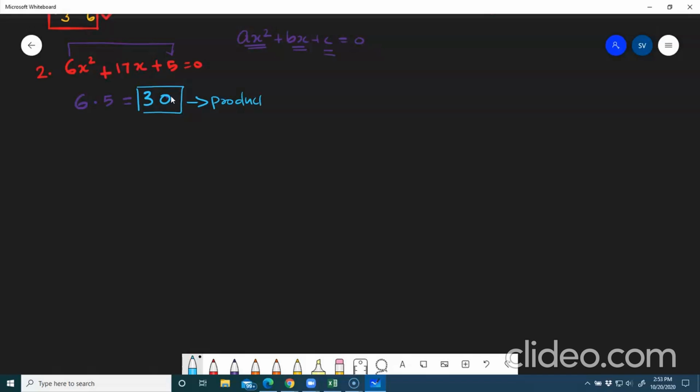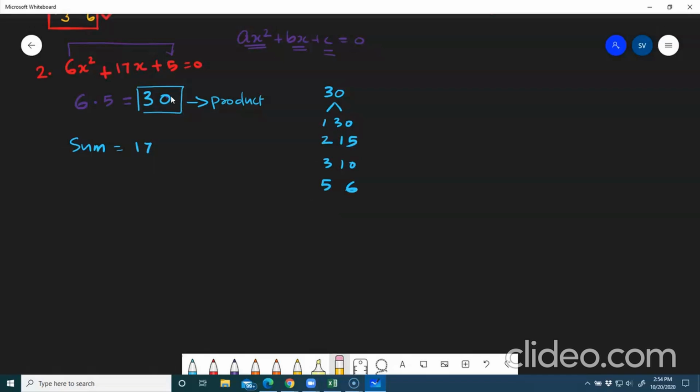So to get that product, if the leading coefficient is not 1, find the product of that coefficient with the last term. That is the product term, and the sum is equal to 17. Now we need to figure out the factors of 30. Write it: 1, 30; 2, 15; 3, 10; 5, 6.